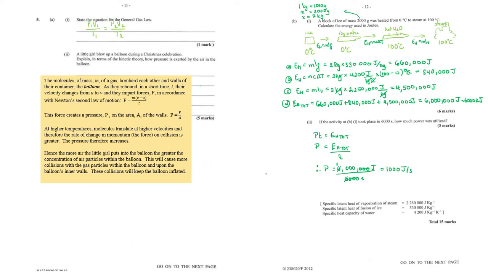And so once we did the calculations, we get 660,000 joules, we get 840,000 joules, and we get 4,500,000 joules. You add all of that to determine the amount of energy lost in the system. Okay? So that's what you do. You add them up, add up the answers. And we get 6 million joules, or 6,000 kilojoules.